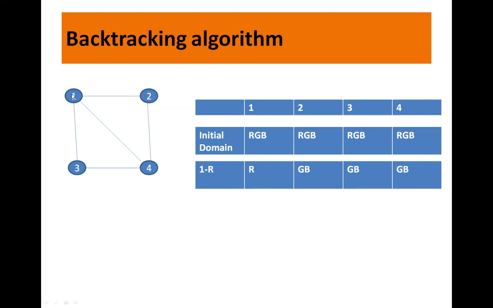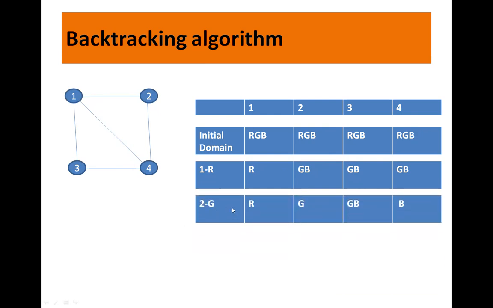Now what have I done? I've colored this node as red. So which are the nodes adjacent to it? Nodes adjacent to it are 3, 4 and 2. The edge indicates adjacency. They are adjacent to each other, right? So now 2, 3 and 4 cannot have red color. So what color can 2 have? It can have either green or blue. Similarly, 3 can have either green or blue, and 4 can have either green or blue. Is it clear?